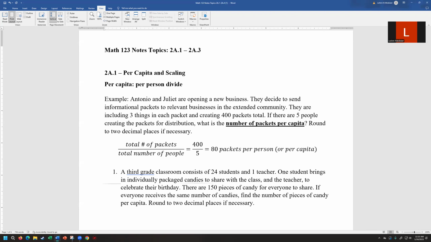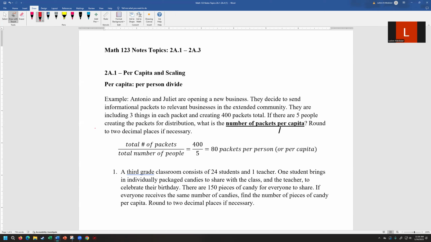Now the per is where the division bar is. So notice this is the total number of packets over the total number of people that they have working on this. So that's 400 divided by 5, which would be 80 packets per person, or per capita, if you want to say it that way. Okay, let's look at our next one.